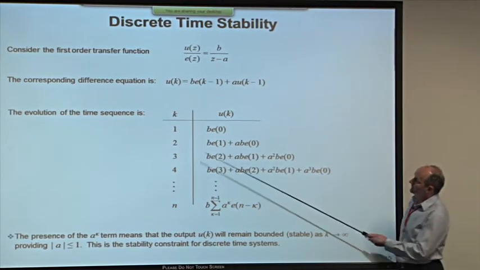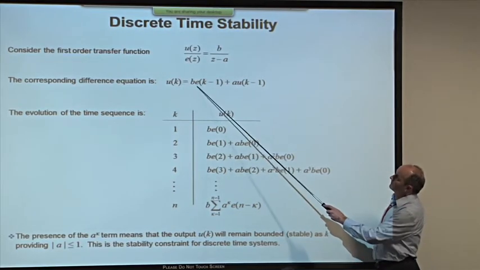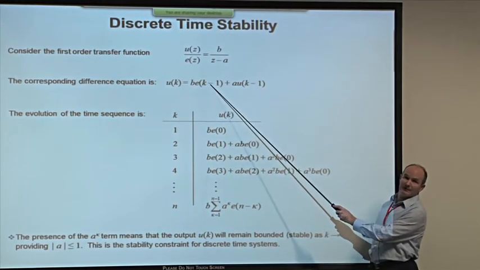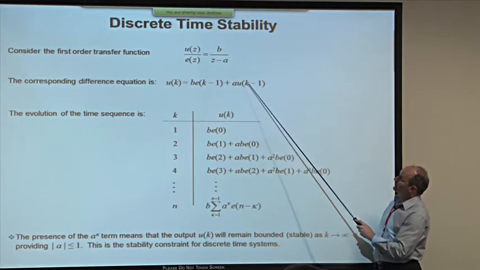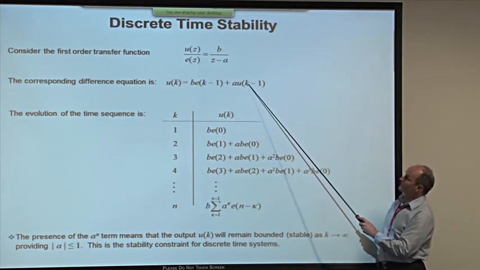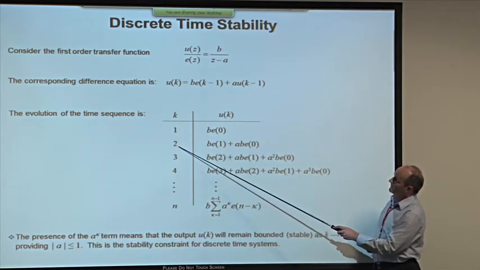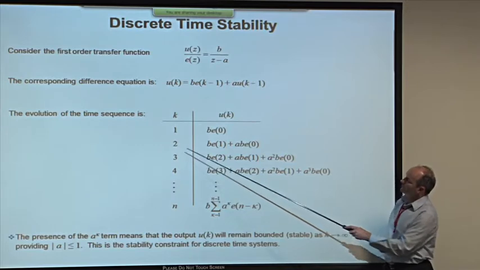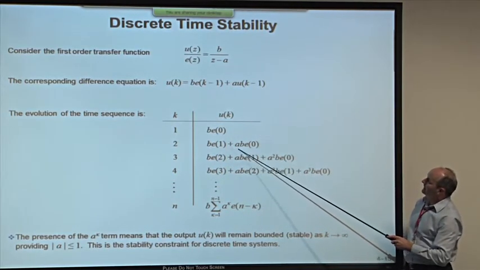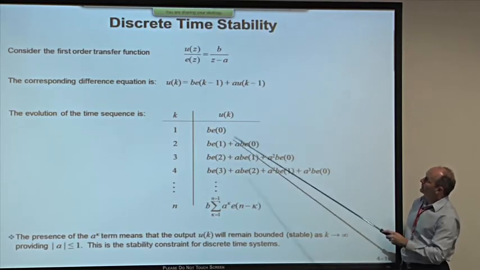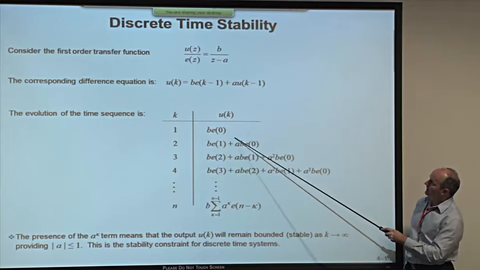So at time t equals 1, when k equals 1, U of 1 is going to equal B times E of 0. We'll pretend that we knew there was something at time t equals 0. And we'll also say that there was no output. The output was 0 at time t equals 0. One sample period later, at time k equals 2, we have U of 2 equals B times E of 1 plus A times U of 1. Well, U of 1 was B times E of 0, so that plugs in there. And we keep going like this.